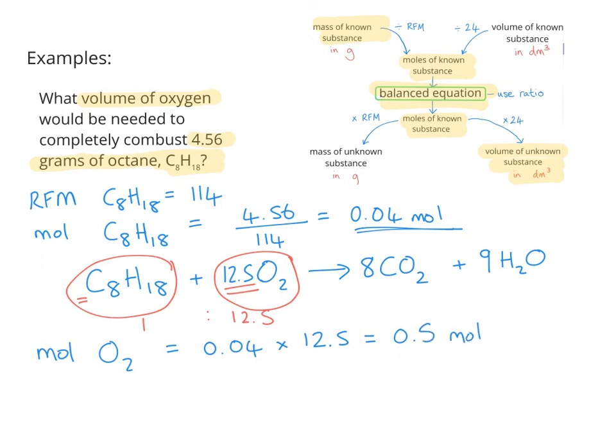So if you'd done the balancing the other way, it still wouldn't matter, because your ratio would then just be 2 to 25. So you'd still do the same thing, you'd divide it by 2 and then times it by 12.5, then times it by 25, just the same as timesing by 12.5. Okay, moles of oxygen is 0.5. My last thing I want is volume. 1 mole takes up 24, so my volume of oxygen is going to be how many moles I've got, 0.5, times the volume of 1 mole, 24. That's going to give me 12 decimeters cubed, and that's it.